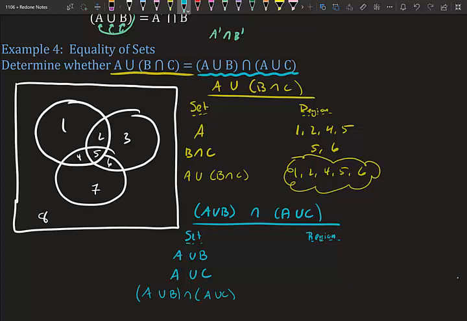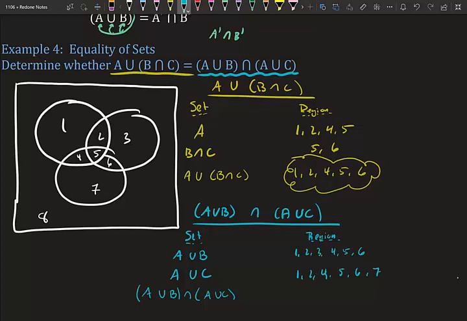All right, let's figure out what region A and B come together. So everything that A and B have in common. So all of A, all of B. So looking at all of A and all of B, that's 1, 2, 3, 4, 5, 6. Now we're looking at the union of A and C. So everything in A and everything in C. So everything in A and everything in C is 1, 2, 4, 5, 6, 7.